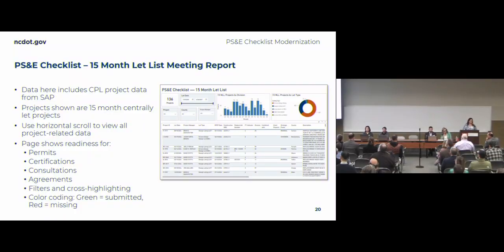So the next page on this, that was your project, by project page. On the left-hand side, there's multiple pages already pre-set up. The other one is the 15-month list meeting report. Data here includes the CPL data, project data from SAP. It shows projects that are 15 months centrally let projects are in the list. And you can see, you can scroll down through these. There's summaries at the top. There's graphics you can click on.